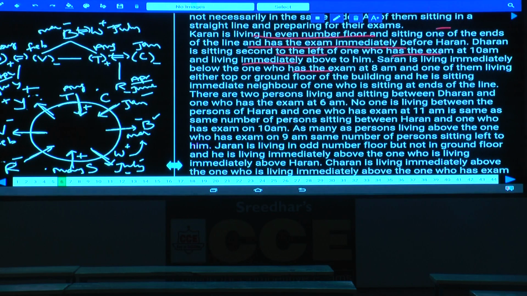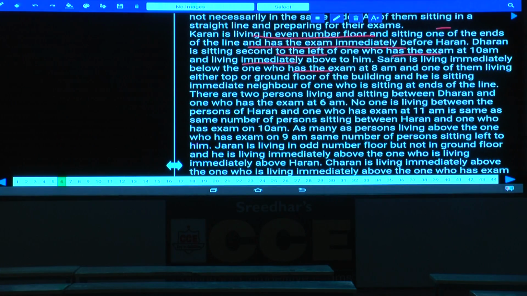Now, the direction is not given in the row, whether these persons are facing north or south, some are north, some are south. Any information regarding that? No. If the information is not given, by default we should always take it as towards north. Okay?